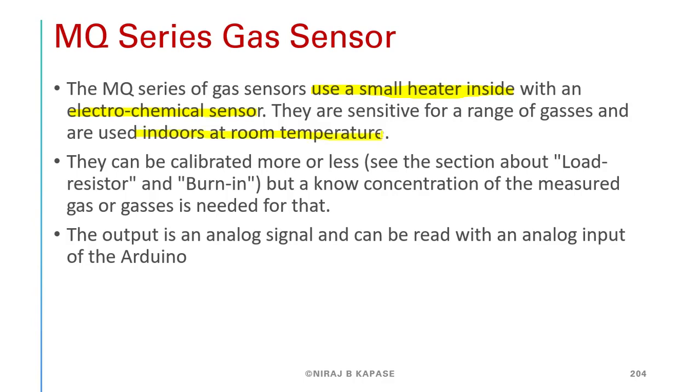These MQ series gas sensors are used for indoor room temperature and indoor gas detection. They can be calibrated more or less using the load resistance, but the concentration of the measured gases needs to be known. The output of this MQ series is analog in nature, so it will give you an analog output, and we can read that over the analog input of the Arduino.